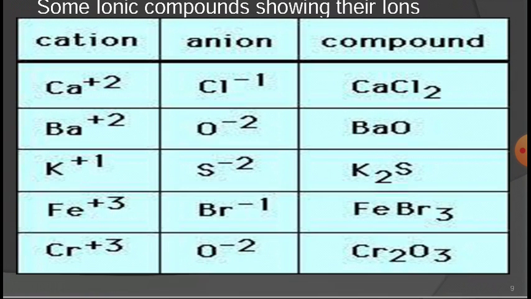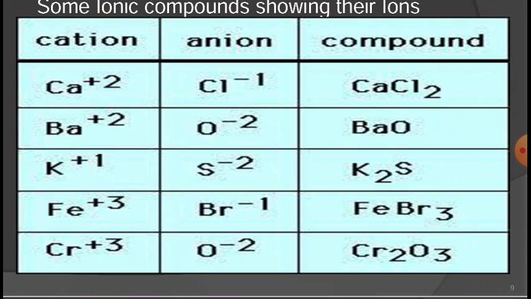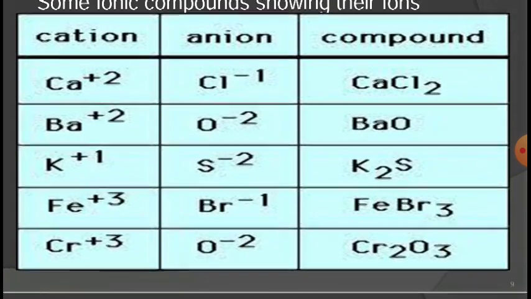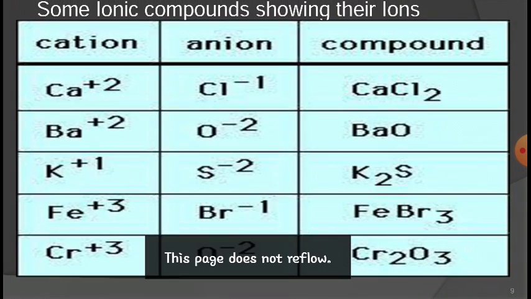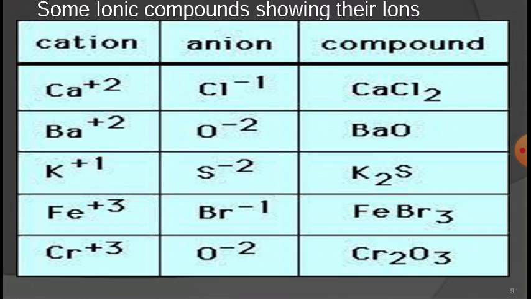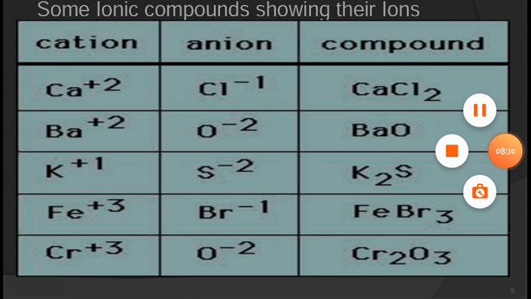Another example is barium oxide. Barium has a +2 charge, oxygen has a -2 charge, so one oxide ion is enough to compensate the charge on the barium. The third is potassium sulfide. Potassium has a +1 charge and sulfide has -2. To compensate the -2 charge on the sulfide, we need 2 ions of potassium. So K2S is the formula. There are a few other examples from which you can understand this whole idea.